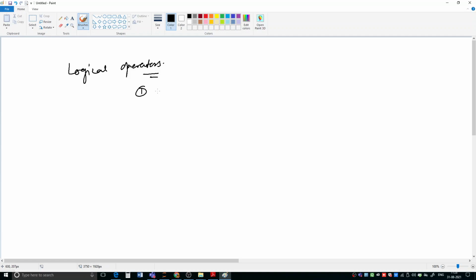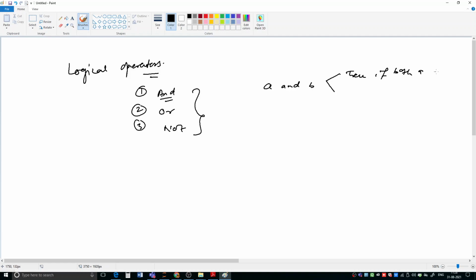Tell me fast. AND operator, OR operator, and another one is NOT operator. So these three logical operators are there. And how they work also, you know how these operators work. So if you are writing A and B, all the letters should be small, A and B will give you true if both A and B are true.